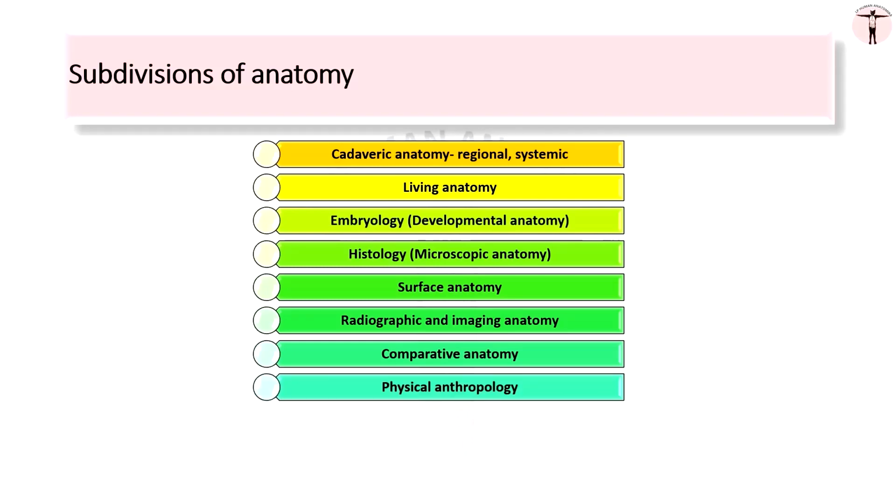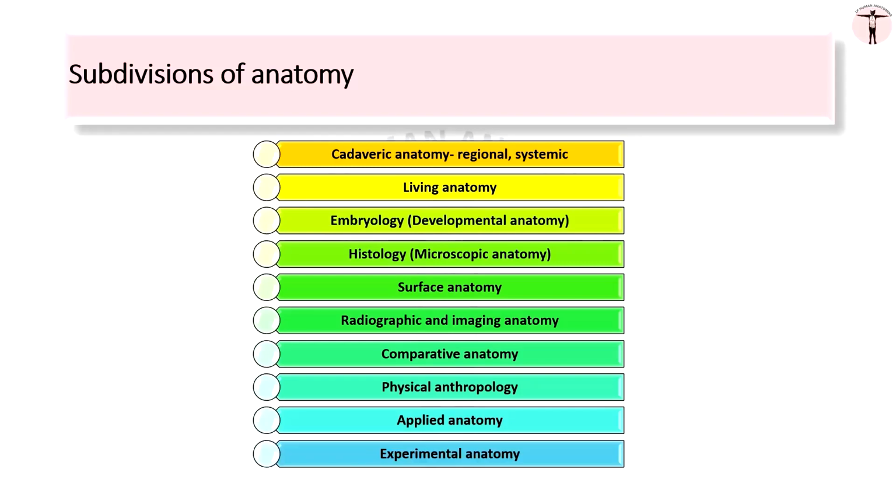Physical anthropology deals with the external features and measurements of different races and groups of people and prehistoric remains. Applied anatomy deals with application of the normal anatomical knowledge to the various pathological conditions during medical and surgical practice on the clinical side. Experimental anatomy is the research study of the factors which influence and determine the form, structure, and function of different parts of the body. Genetics deals with the study of chromosomes.